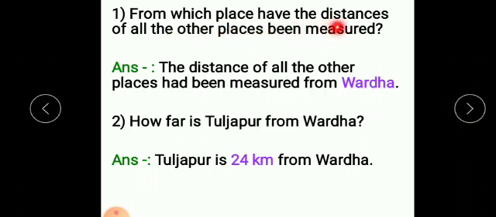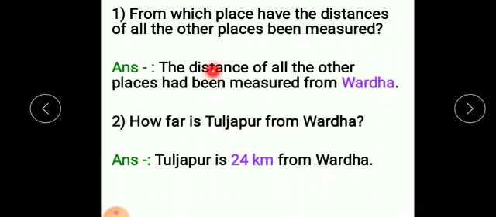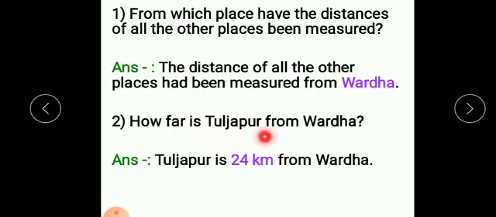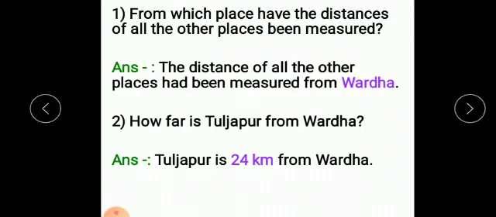From which place has the distance of all the other places been measured? Here Wardha is at 0, so the distance of all the other places has been measured from Wardha. Now second, how far is Tuzapur from Wardha? Look at table. Wardha 0, Tuzapur 24. So Tuzapur is 24 km from Wardha.